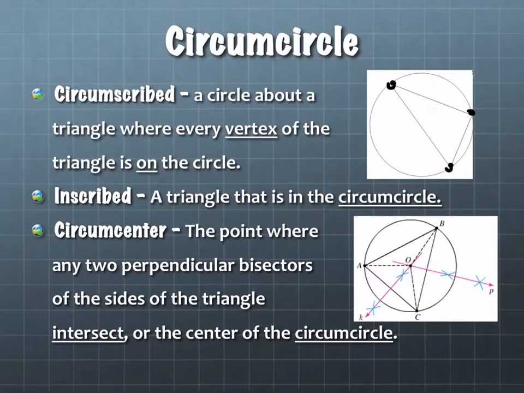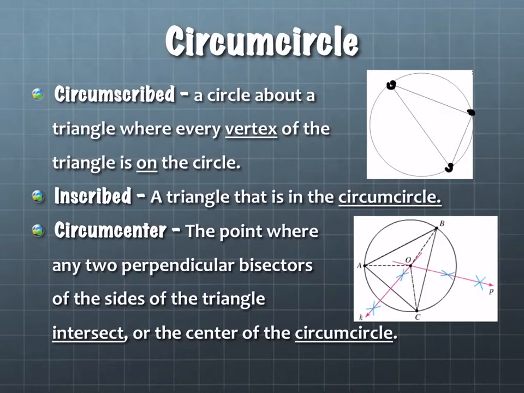We would call that triangle inscribed, and we would call the circle a circumcircle. Okay, it circumscribes it, it's around it. It's called a circumcircle, and the triangle is inscribed, it's inside of it. And then the circumcenter is the point that's the center of that circle. But the way you actually find it had to do with those perpendicular bisectors on the previous slide. The point where any two perpendicular bisectors of the triangle intersect is the center of the circle.